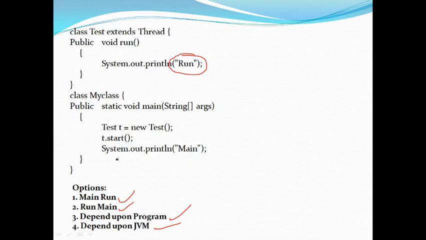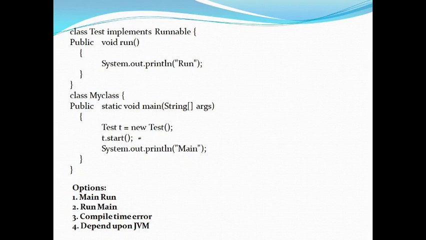Otherwise, t.start is called, and start will automatically call the run method. That's why the output may be run, and after that we get main. But here there is no guarantee whether the output is main run or run main. The output depends upon the Java Virtual Machine. That is the output of this program. And next, see here, I have another example. Can you guess what is the output of this program?